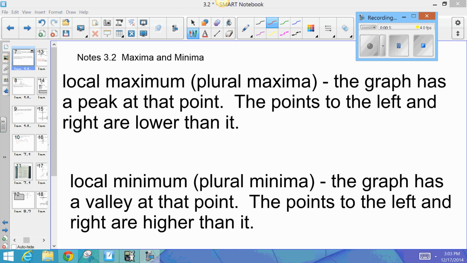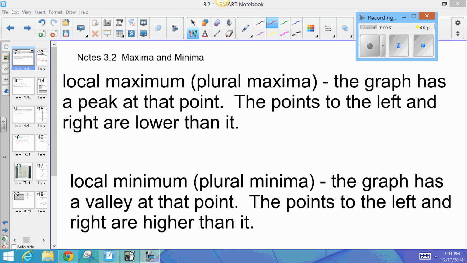A local maximum, and the plural is maxima. I'm sure you've heard the word maximum a lot. I'm not sure if you've heard the word maxima. Maxima is the plural of maximum. So if there's more than one, they are called maxima.